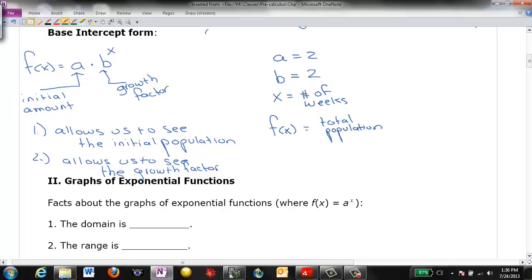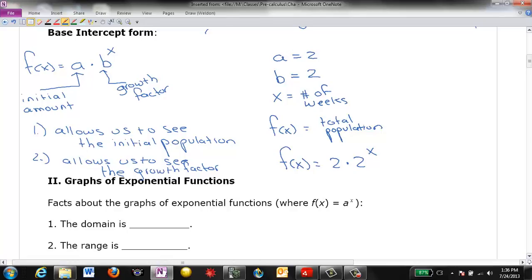Okay. So what is this going to look like? Well, it's going to look like this. f of x equals a, our initial population, 2, times 2 raised to the x. So there's our function. 2 times 2 raised to the x power.